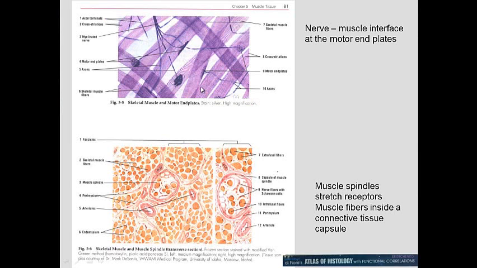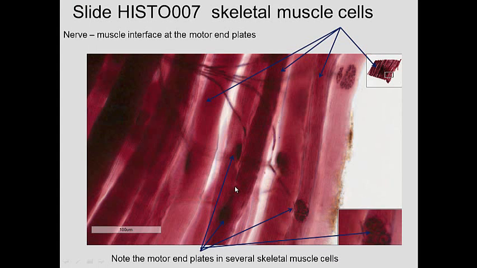So I mentioned the motor end plates, where one nerve innervates more than one. Also, there's a muscle spindle, which is a receptor, a stretch receptor, and it has a connective tissue capsule, and some of the fibers themselves are located inside. So these are muscle cell fibers that are inside the capsule.